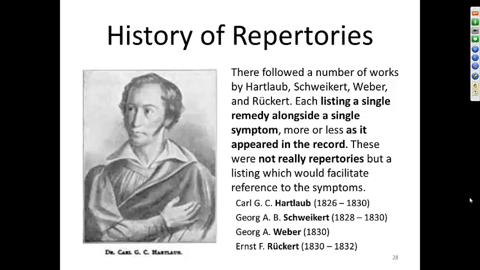After this followed a number of works by people like Hartlaub. A lot of these people were in the original Provers Union: Schweikert, Weber, Rückert. But again, these were just listings of single remedies alongside a single symptom as it appeared in the record. They really weren't repertories, but just a listing that would facilitate reference to the original proving symptoms. For the most part, these weren't particularly useful works, and some of them were absolutely impossible to use. For example, Hartlaub's work was 9 volumes and 6,702 pages. You can imagine trying to scroll through 6,702 pages with no computers and trying to find anything. It must have been quite a Herculean project to attempt to use it.